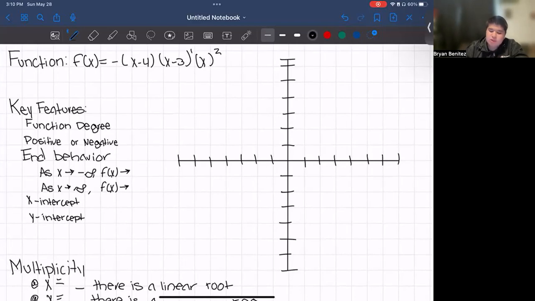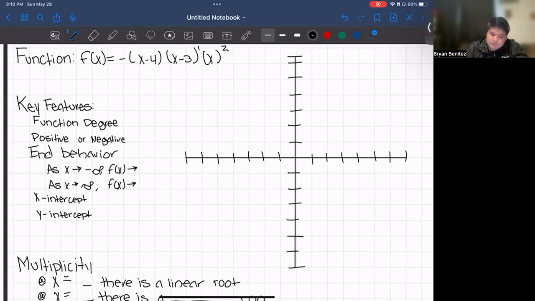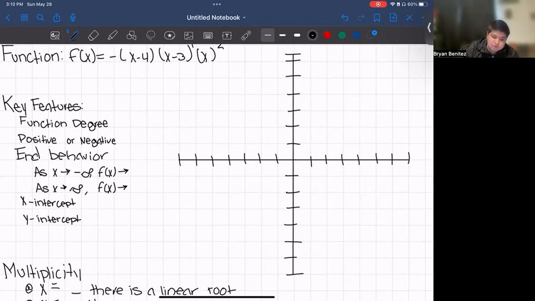(x minus 3) with the exponent of 1, (x) with the exponent of 2. Okay, so we will graph that, and because we are switching up the signs, it's going to be positive 3 and positive 4. But on the graph, we know that x is 0, 0, so we could put a dot on 0, 0, and then a dot on positive 3, and then a dot on positive 4.